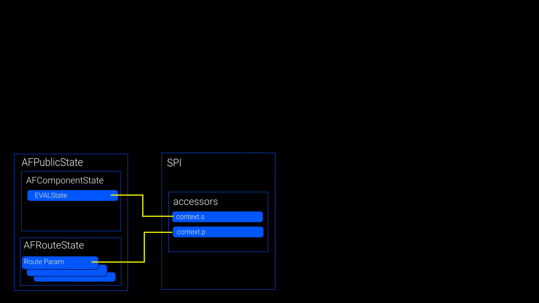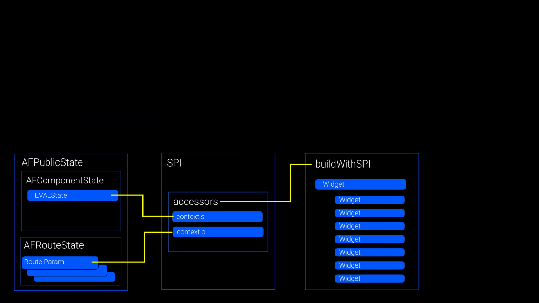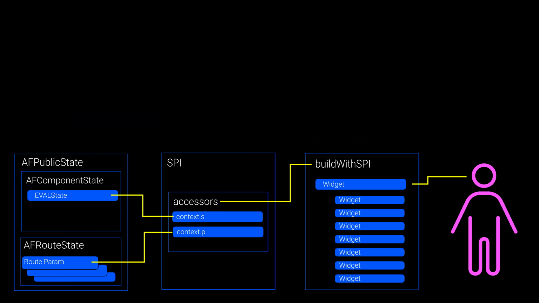You write accessors on the SPI that combine information from the root parameter and the state view and expose the data in a form that is simple and convenient for your UI code to render from. The SPI is passed to your UI elements build with SPI function, which returns one big widget, which is usually composed of many other child widgets that gets displayed on the screen.